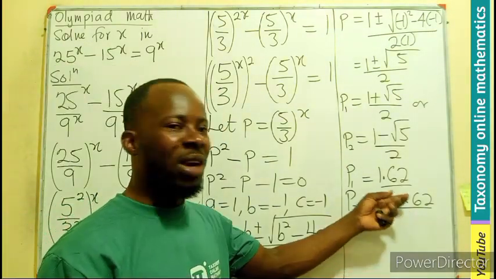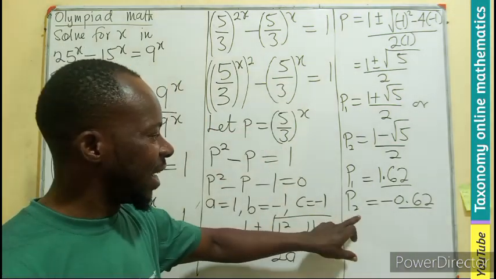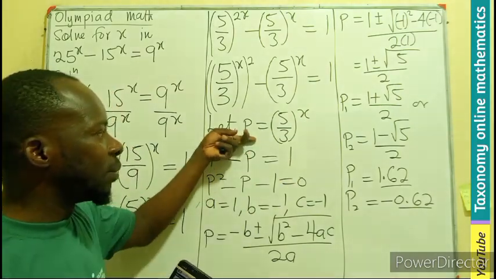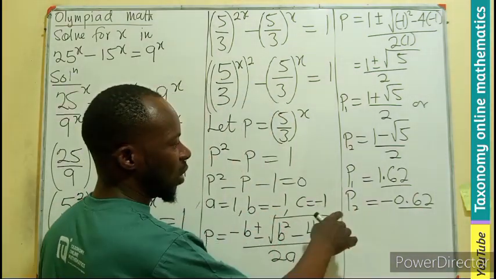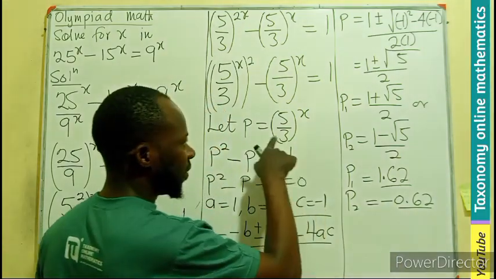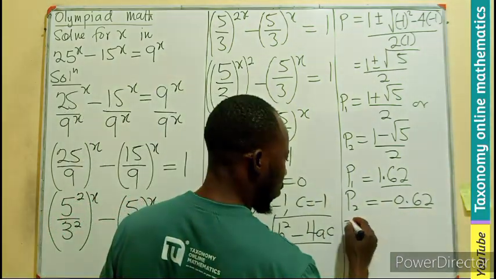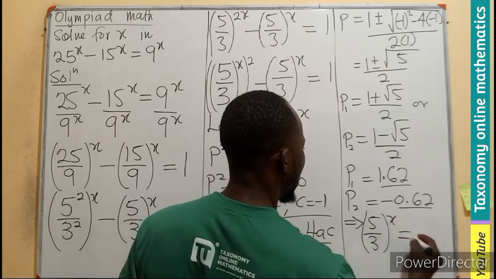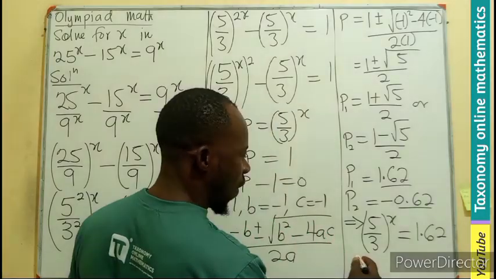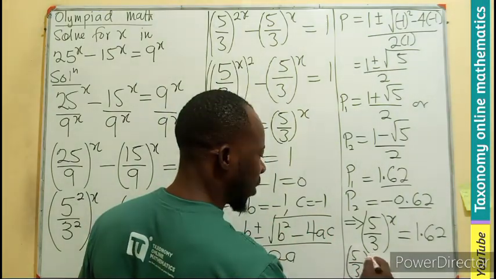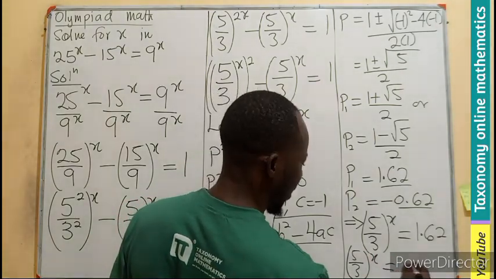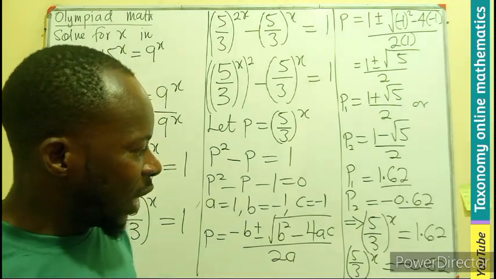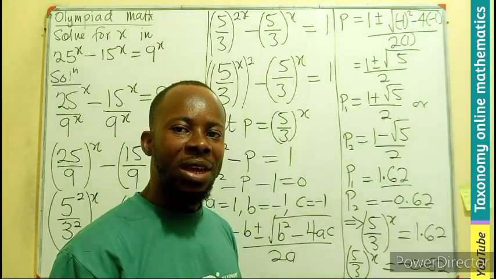But don't forget, this is not the value we're looking for. We are looking for the value of x. And p has a substitution which contains x. So let's go back to the substitution and say that p, which is this, equals this, the whole of this. So we can say that 5 on 3 exponent x is equal to 1.62, or 5 divided by 3 exponent x equals negative 0.62.